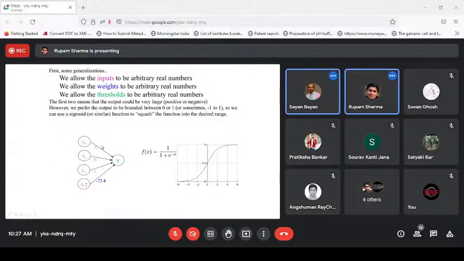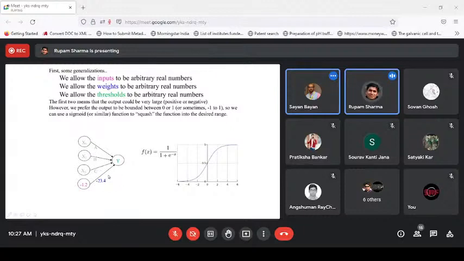For example, let's say you just have an output unit here, and there are certain input units. Now when you look at this particular structure with 4 input units and an output unit, we have certain considerations. We are assuming that the inputs could be arbitrary real numbers. The weights could also be arbitrary real numbers. But in day-to-day practice of neural networks, you will see that the weights are actually normalized between zero and one.